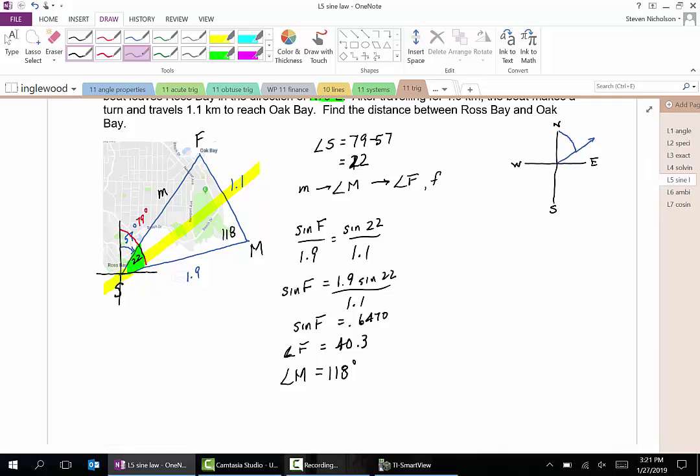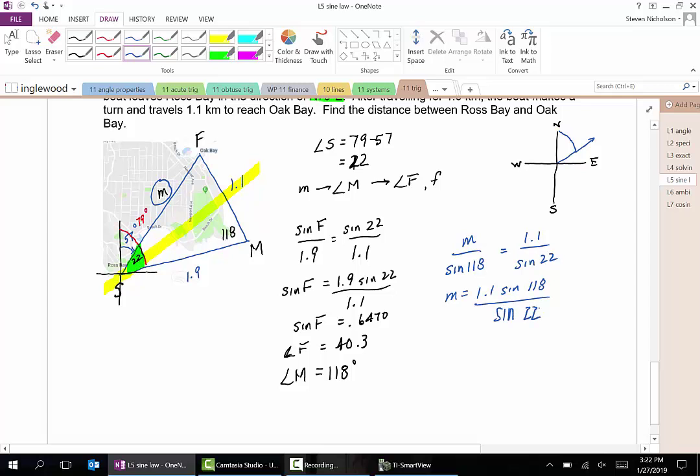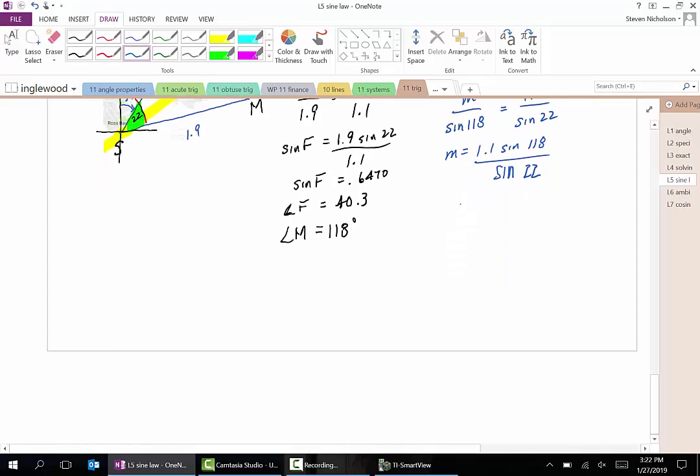So now, when I do my actual calculation that I want to figure out little m, I'm going to use this formula where the unknown is on the top, and I'm always going to go back to my information that I was given. And again, I'm going to multiply both sides by the sine of 118 degrees. And this is entirely done on our calculator. And when I push that into my calculator, it pushes out 2.6 kilometers.